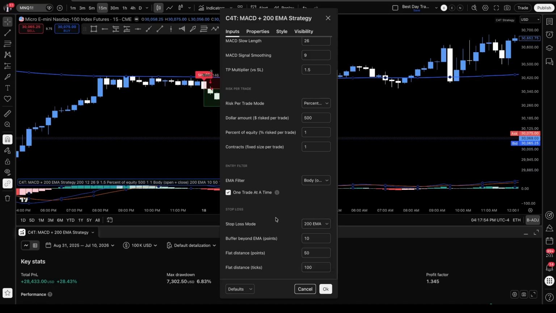The way I created this, its base or its default is the actual strategy, the 200 EMA with the MACD and that exact entry logic. But the way I created it, you can modify it however you would want with the basis of the original strategy itself.